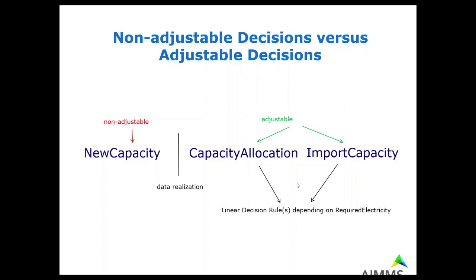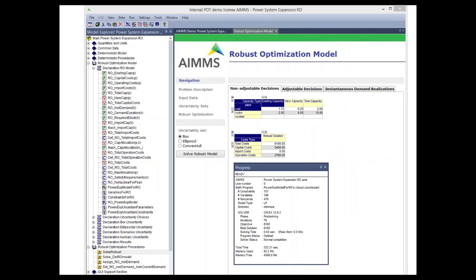So if we solve our power system expansion model in this robust optimization situation, in AIMMS we can of course use the powerful procedural features and the user interface features. We can choose the type of uncertainty that we would like to include and then solve the corresponding model. And we can represent the solution, both non-adjustable and adjustable decisions, using graphical objects.